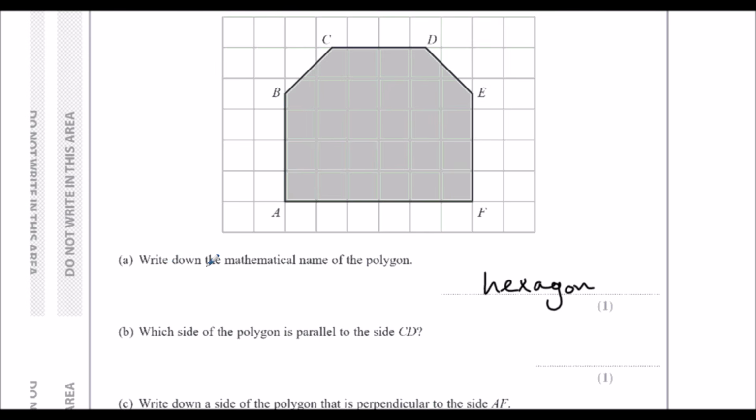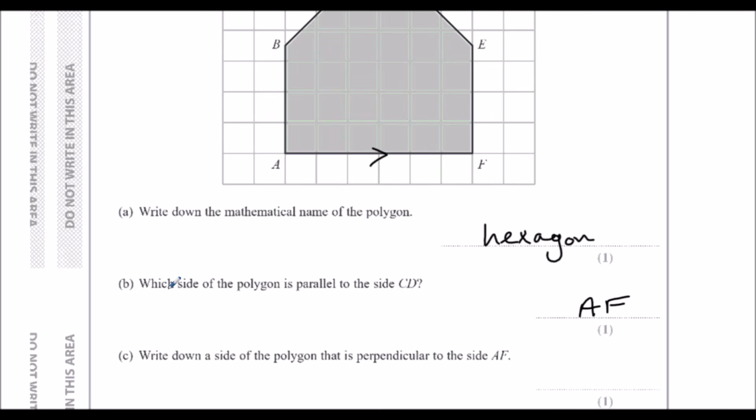Part B, which side of the polygon is parallel to the side CD? So parallel lines go in the same direction. So which line is going in the same direction as C to D? That's A to F. A to F goes in the same direction.